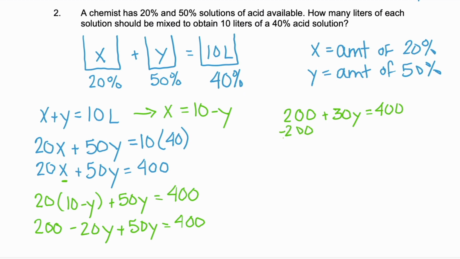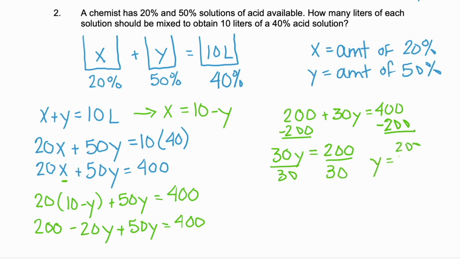Subtract 200 from both sides because we need to isolate our variable y. And that brings us to 30y equals 200. Divide by 30. And we know that y equals 200 divided by 30, or 20 divided by 3, and that simplifies to 6 2/3 of a liter.